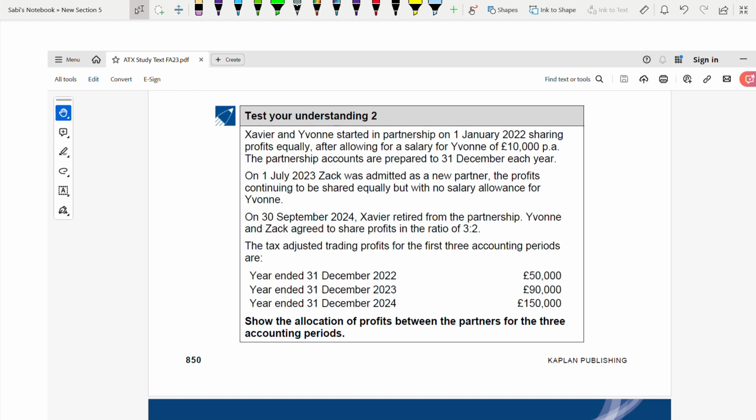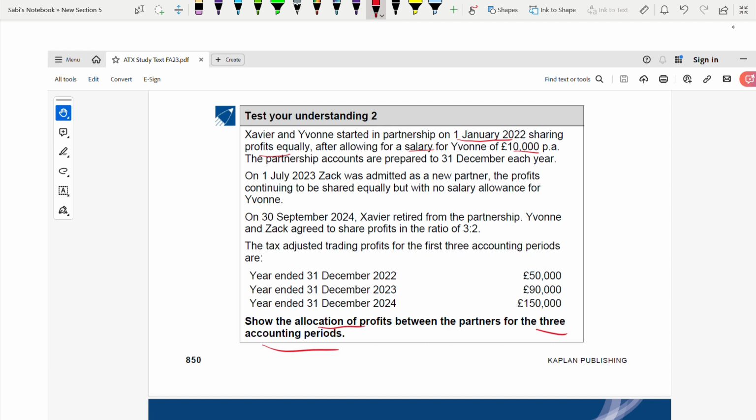Test understanding 2. Here you have to show the allocation of profits between partners for the 3 accounting periods. Okay, but there have been some changes to it. So we'll see. Xavier and Yon started in partnership on 1st of Jan 2022, sharing profits equally. And there is a salary also to Yon of 10,000.